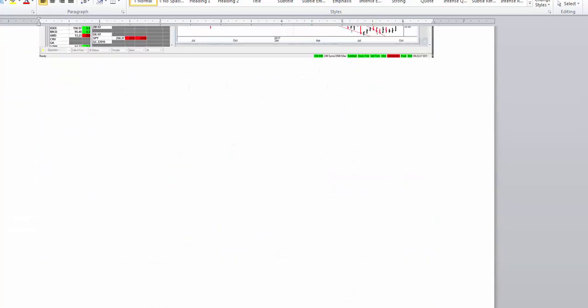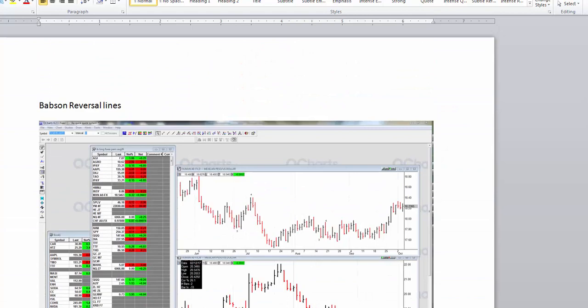In 30 or so futures contracts, what will you get? You'll get 10 to 30 trades a year. Just depends. Okay, using daily and weekly.